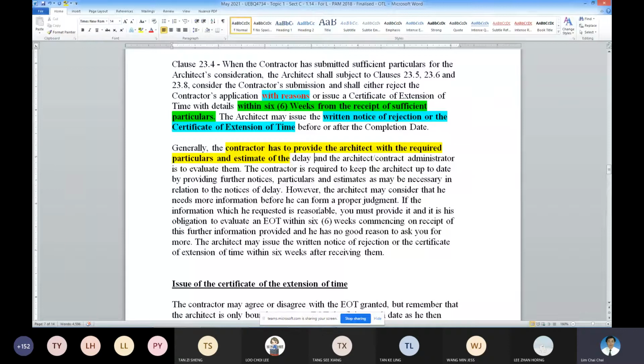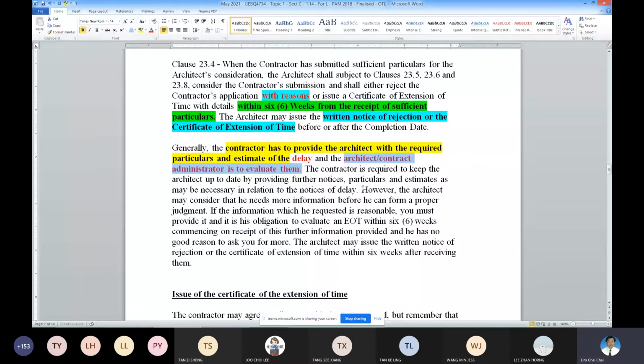The contractor provides the estimate of the delay, by using the working program to support it. Then it's up to the consultant, that is the named architect, to evaluate it. Once the evaluation is done, it's up to the contractor whether to accept it or not. So this is how it is done.